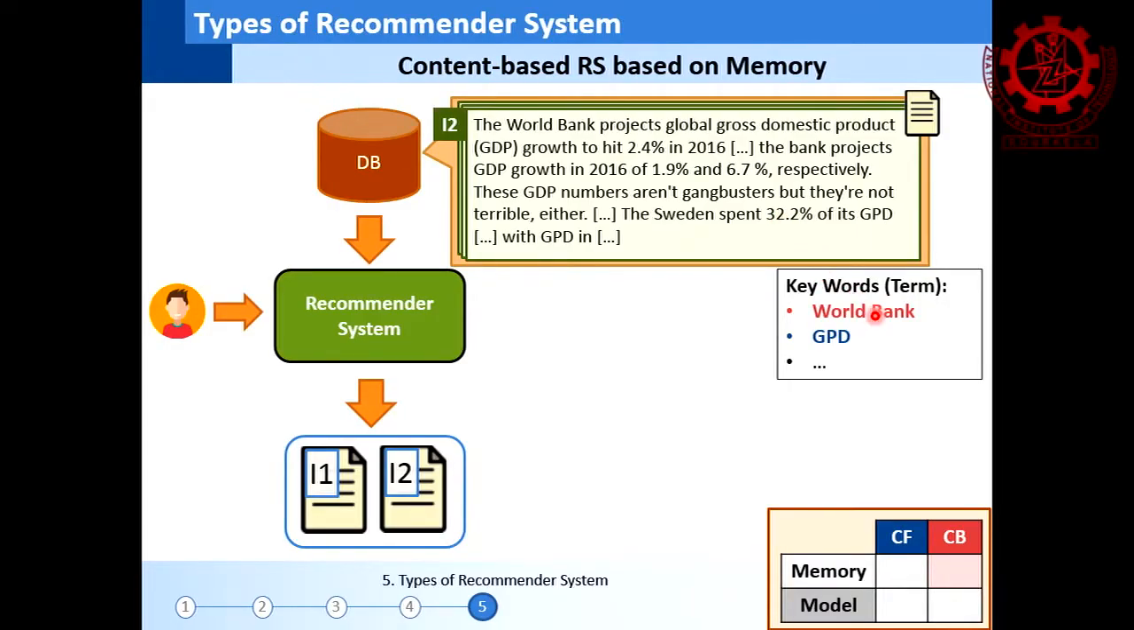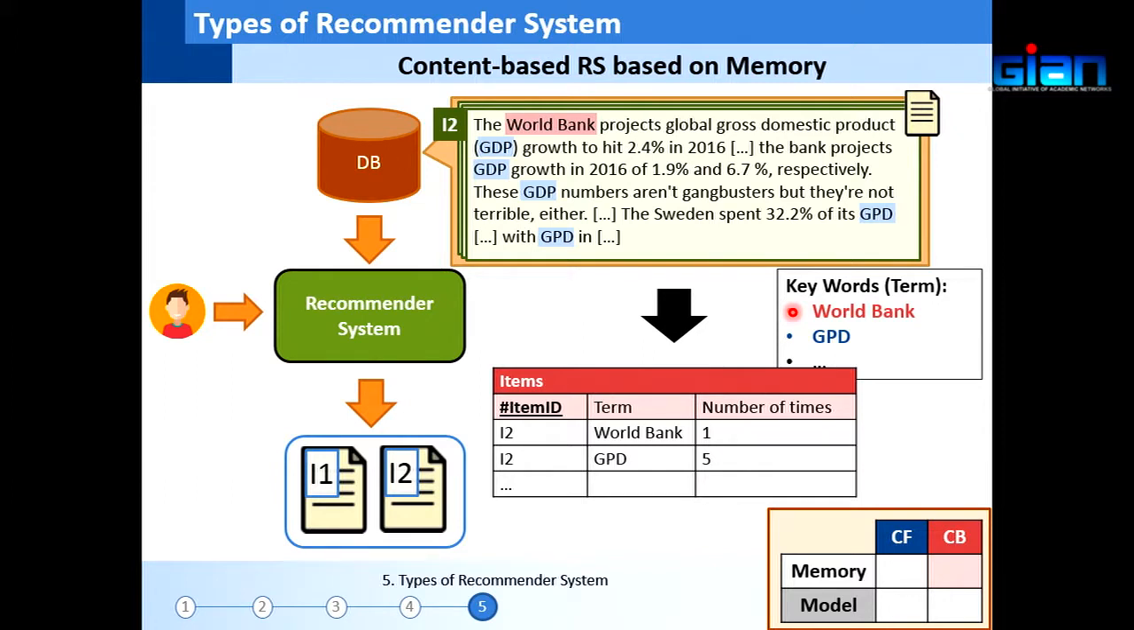And instead of considering all the text, because it's very hard for a computer to understand the text, we will use keywords. We will store the number of times that a keyword appears in an item. For example, here we know that in item E2 the term World Bank has appeared once. And here GDP, which is an economical term, has appeared in the item E2 5 times.